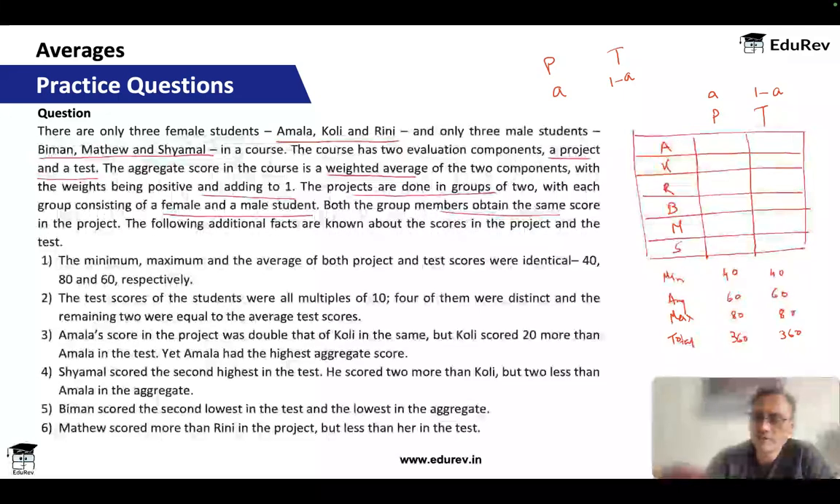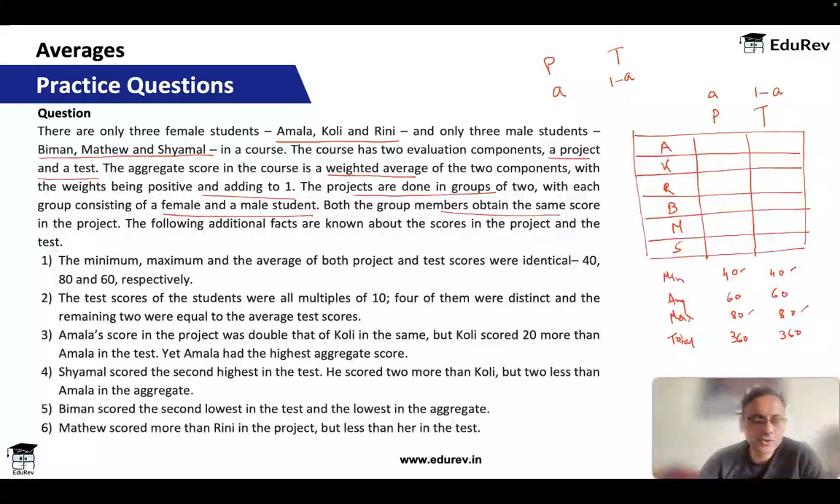Okay, out of this 360, I already know 2 values. Minimum and maximum, someone will have to achieve. Average you may achieve, you may not achieve, but minimum and maximum you'll have to achieve. So one score is 40, one score is 80, and average score is 60.